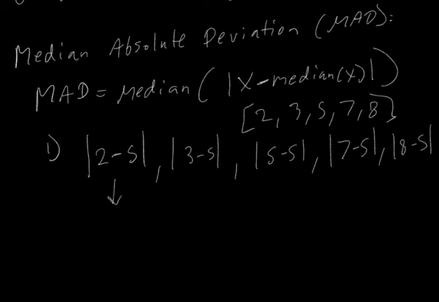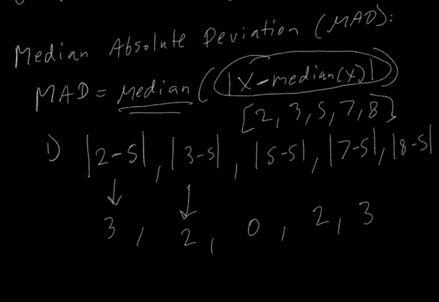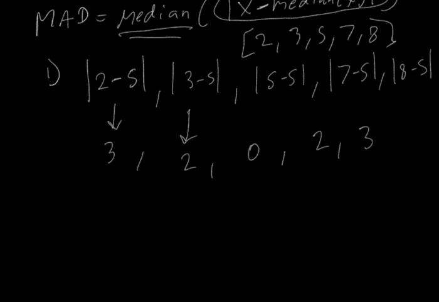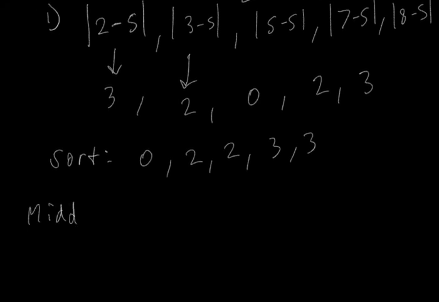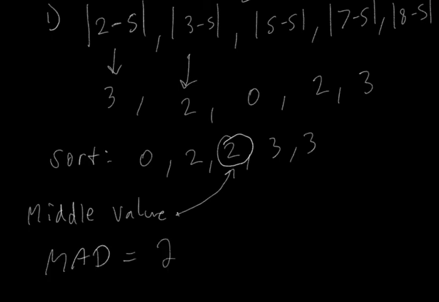And so for the first value, 2 subtract 5 is minus 3, and then the absolute value is 3. 3 minus 5 is minus 2, and the absolute value is 2. 5 minus 5 is 0. 7 minus 5 is 2, and the absolute value is 2. 8 minus 5 is 3, and the absolute value is 3. So now we have computed this inside part of the equation. We now need to take the median of these values. And so we'll simply carry out the same exact procedures to find the median. Sort the values in ascending order, so that's 0, 2, 2, 3, 3, and then we identify the middle value, which is 2. And so the MAD of this data set would be 2.